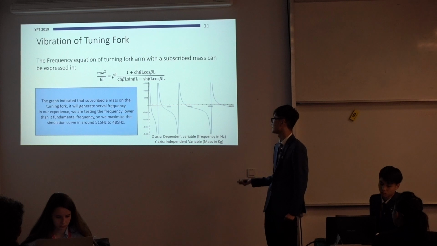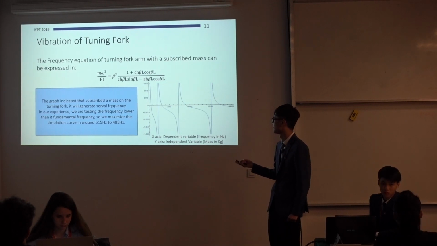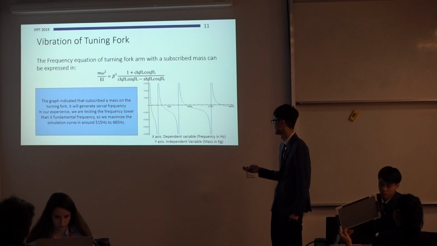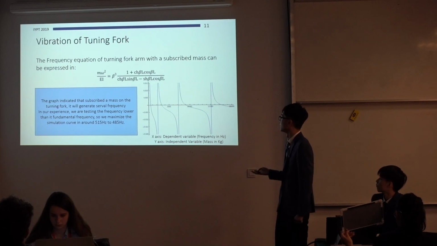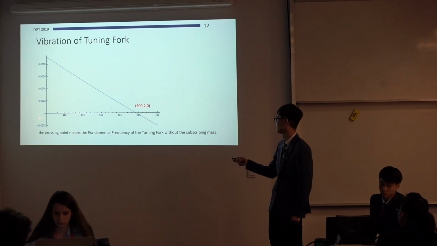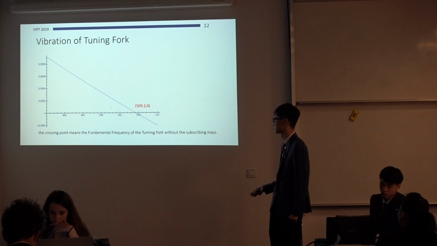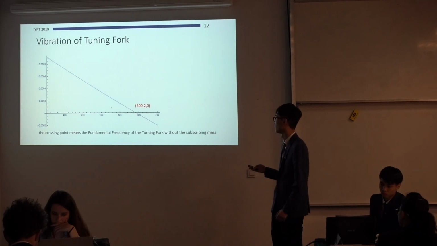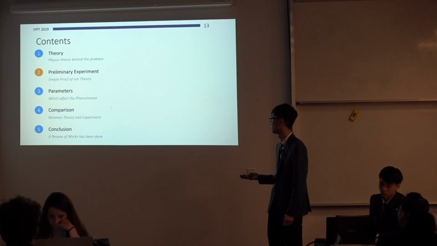And in our experiment, we are testing the frequency lower than the fundamental frequency. And so we maximize the simulation curve in around 550 Hz to 485 Hz. And when we plot the frequency, we can see a linear equation like this. And the crossing point is the fundamental frequency of the tuning fork without the added mass. And this is the theory. The next step, we are going to talk about the preliminary experiment.